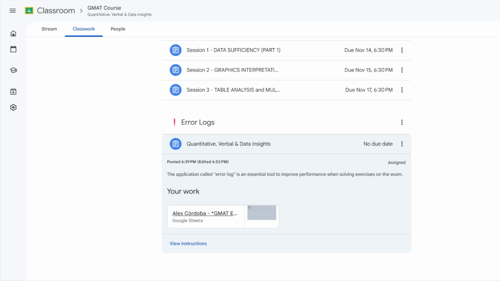The application called Error Log is an essential tool to improve performance when solving exercises on the exam. To reduce the probability of making mistakes, we must be aware of the type of errors we tend to make, and therefore we can realize when we are running the risk of making those kinds of errors and be much more careful at those times.